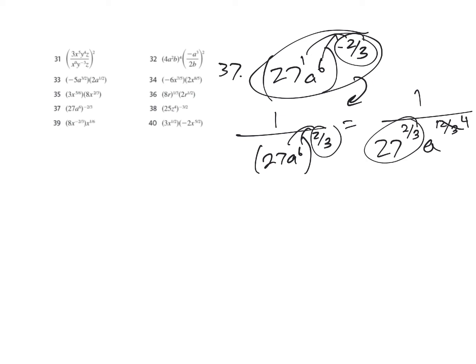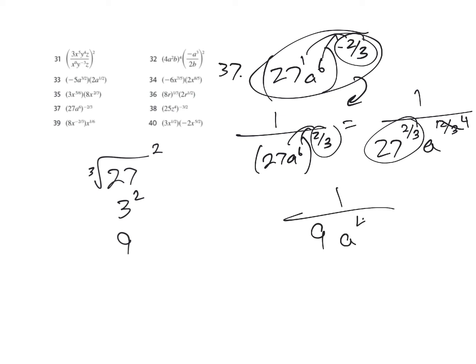So what is 27 to the 2/3? So the denominator is always your root, and the 2 can go on the 27 or can go after you do the cube root. The cube root of 27 is 3. So this answer should be 9. So our answer should be 1 over 9a to the 4th.